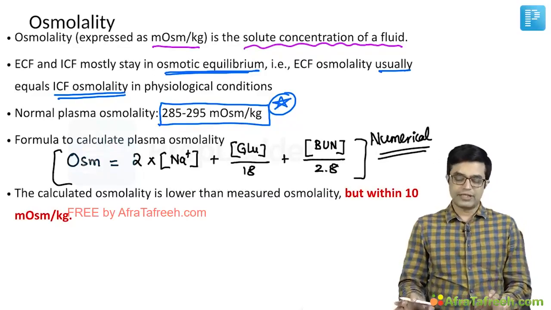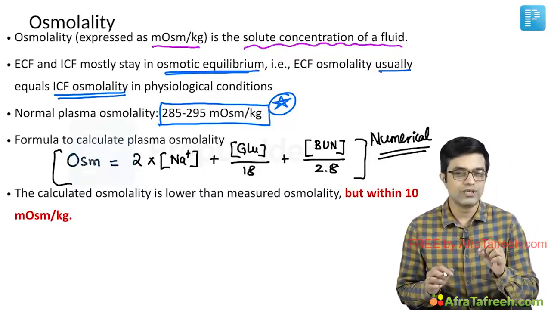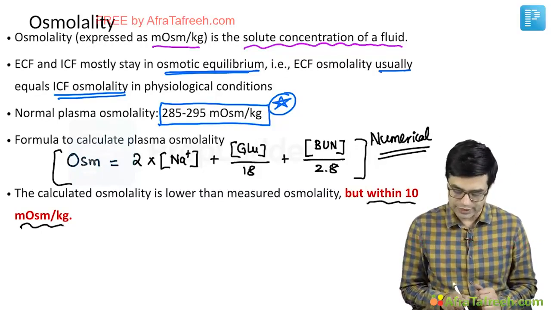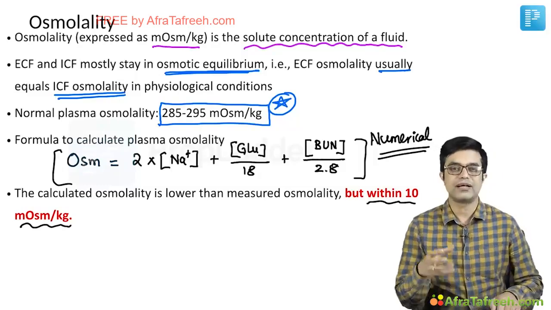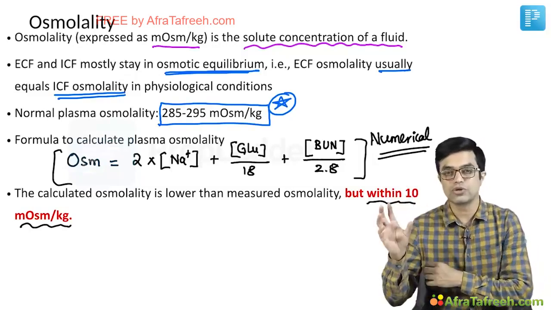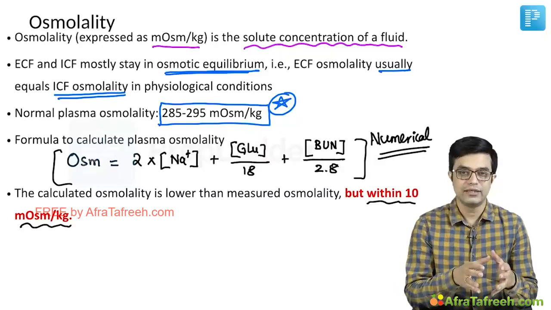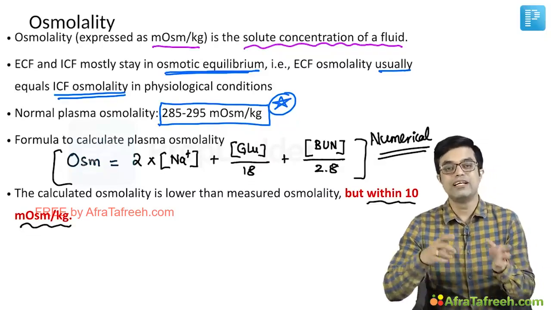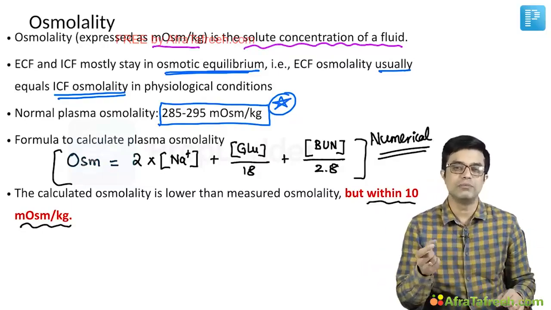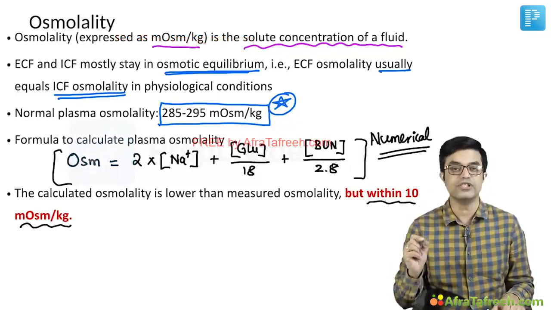And it is found that the calculated osmolality, what you calculate by this formula, is actually lower than the actual measured osmolality, but it is within 10 milliosmoles per kg. Why is it less? Because there are other solutes which are not a part of this formula. So the contribution of those solutes will not be reflected, and so the actual measured osmolality will be different from the formula-calculated osmolality, and the gap between the two will be less than 10 milliosmoles per kg in normal persons.